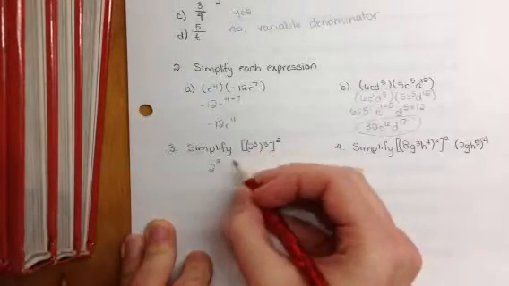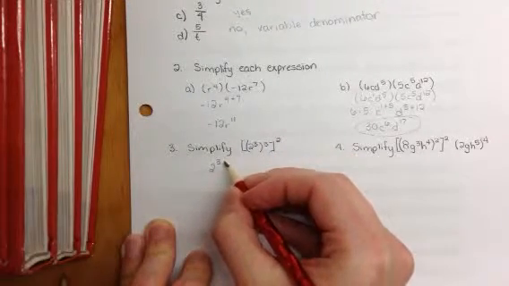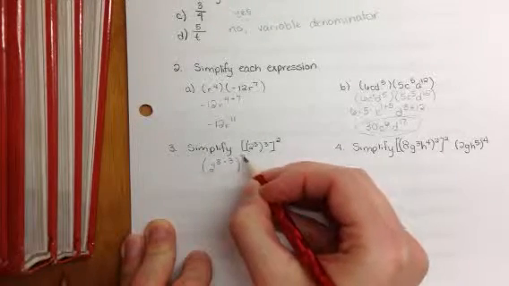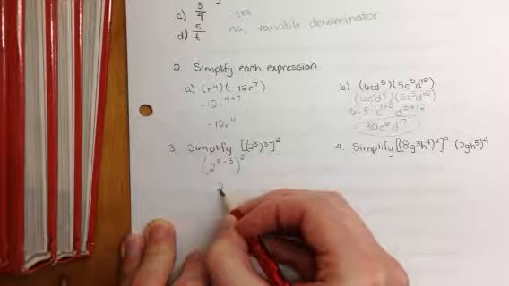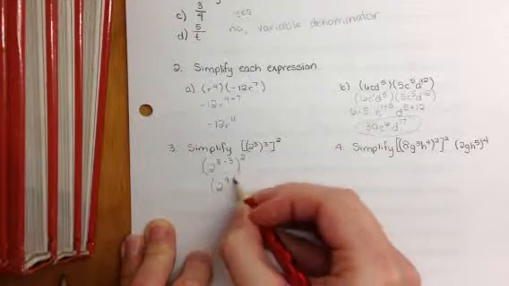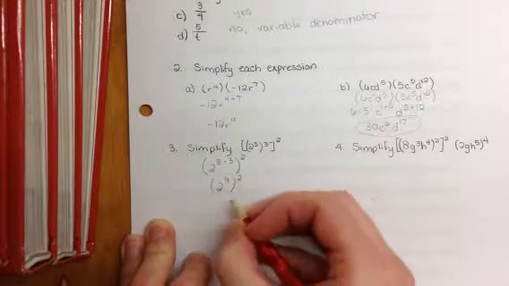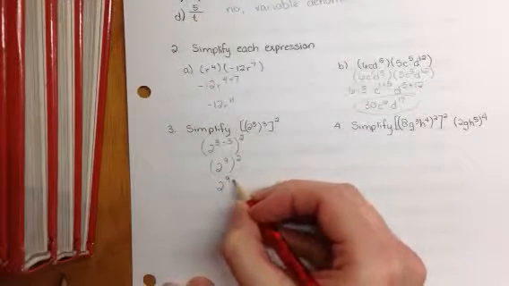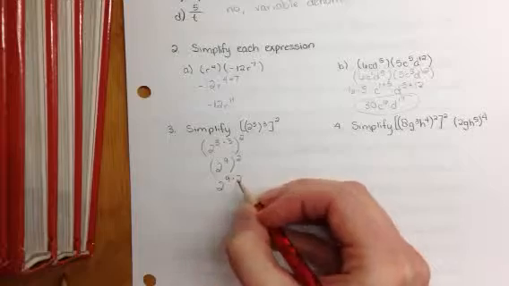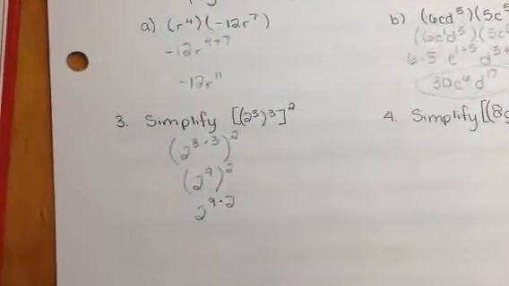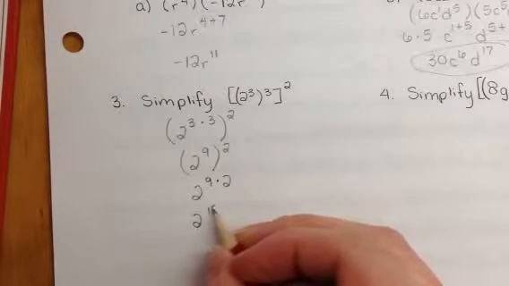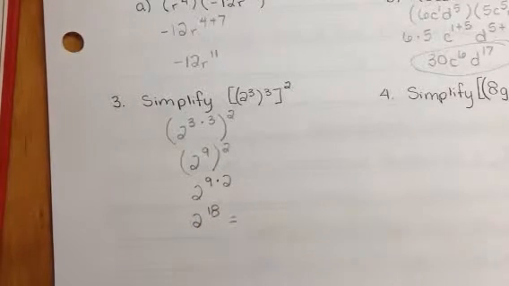And that multiplication rule we follow would be 2 cubed times the cube again, so 3 times 3. So that would give me 2 to the 9th, squared. And we follow that rule again. 2 to the 9th times 2. So I'm going to have 2 to the 18th. And I can put this into a calculator and solve it.